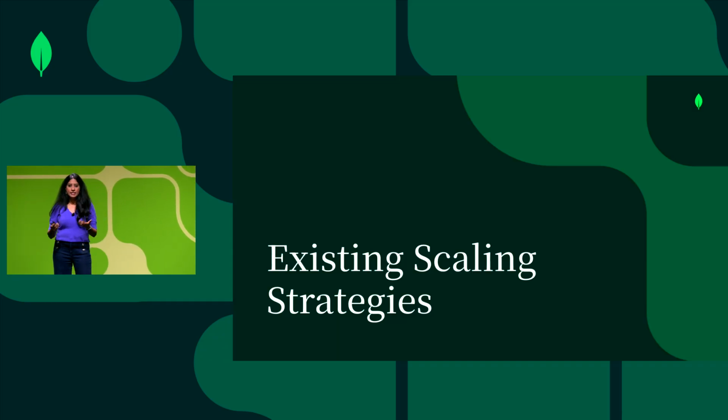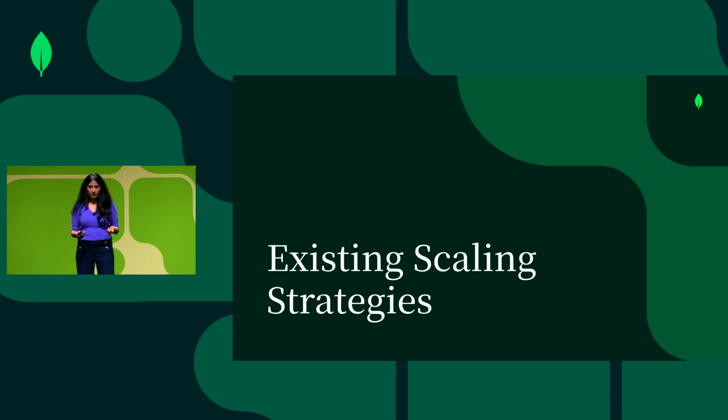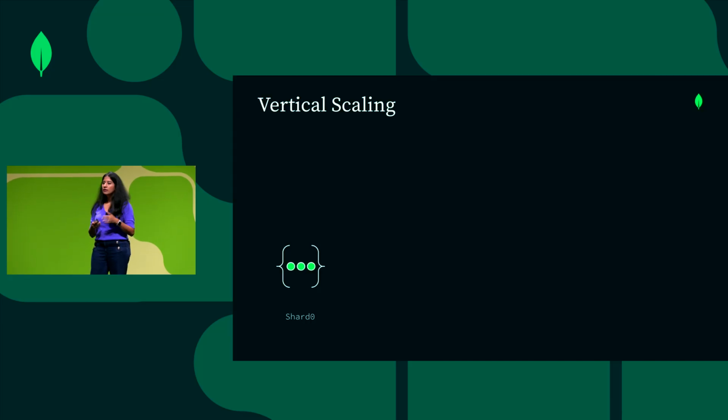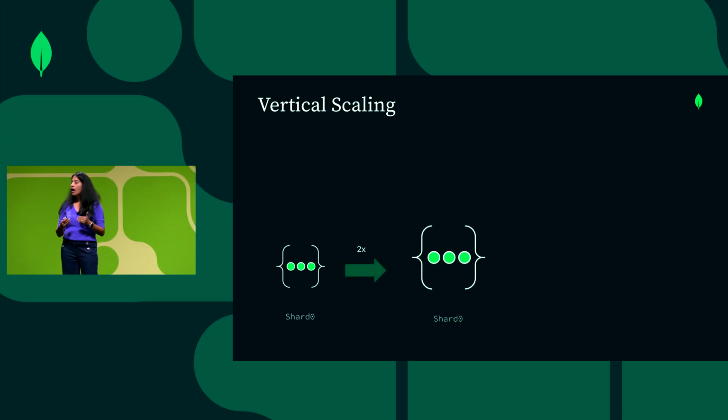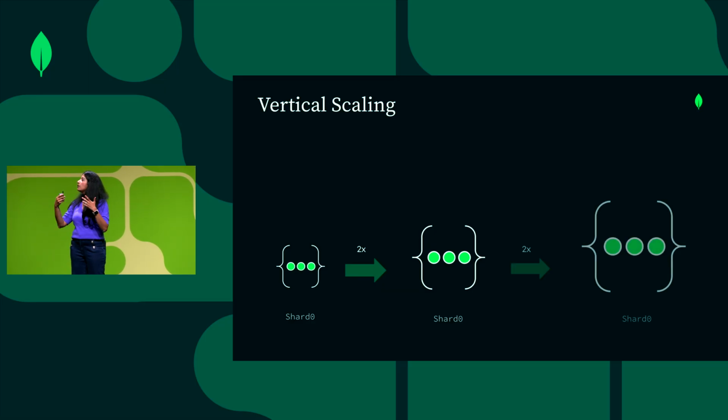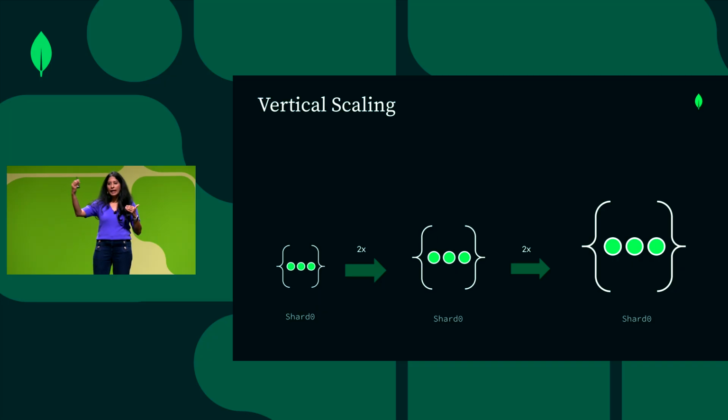So what are the existing scaling strategies at MongoDB? We'll start with the simpler one, which is vertical scaling. All it means is you started on a machine of a certain size, and now because your reads and writes are growing, you want an even bigger machine. And now your app is popular overnight, everybody wants to use it, so you want an even bigger machine. So you keep scaling vertically.